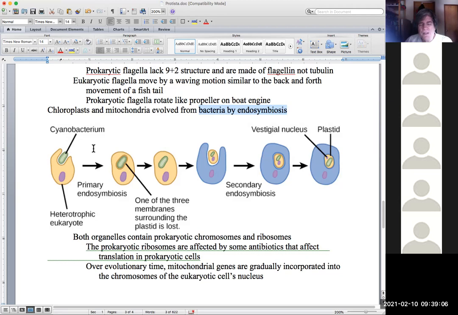And if we look at a cyanobacterium, it has that plasma membrane on the outside of the cell, but it also has some structures that are very similar to those thylakoids that we saw inside the chloroplast in 105. So suppose we have a heterotrophic eukaryotic cell and it engulfs a cyanobacterium. So it brings it into the cell by a process called endocytosis.